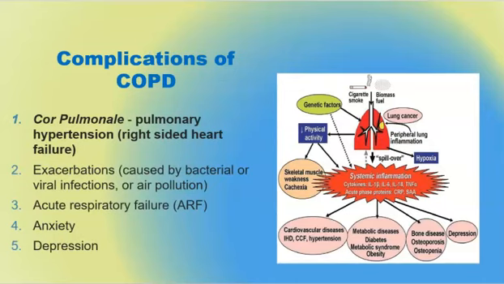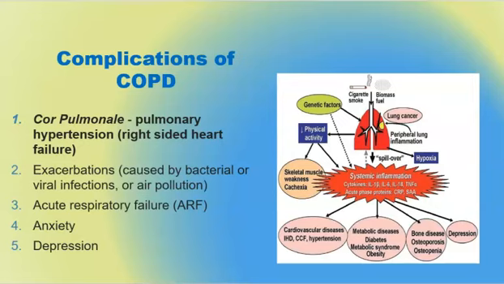So what are the complications of COPD? Well, you got a bunch here, okay? Cor pulmonale. So pulmonary hypertension, right-sided heart failure. So I really want you to think through, look at this slide, think about what's happening, okay? You can have exacerbations caused by bacterial or viral infections or air pollution. You can have acute respiratory failure, known as ARF, anxiety and depression.